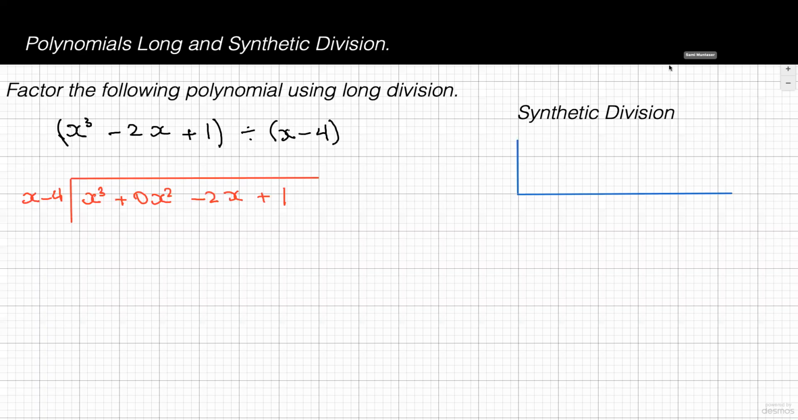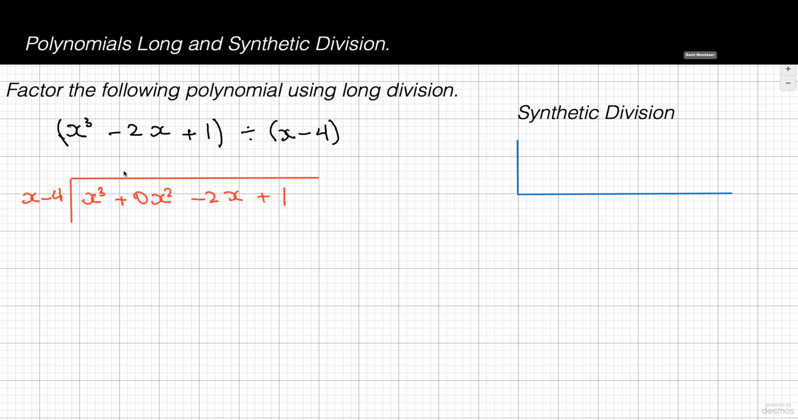Hi, in this video, I'm going to show you how to do long division for polynomials, and also I'll show you synthetic division. Of course, synthetic division is always easier than long division. So if you're not asked specifically to do long division, it's much easier to do synthetic division. Okay. So here is long division.